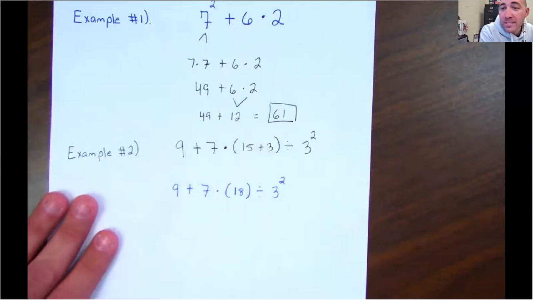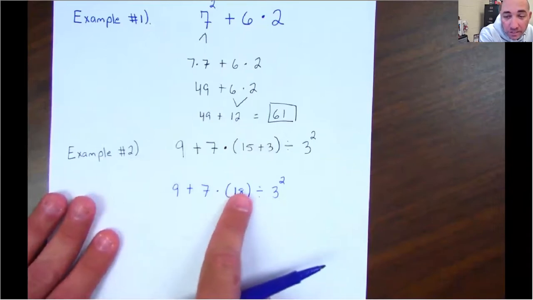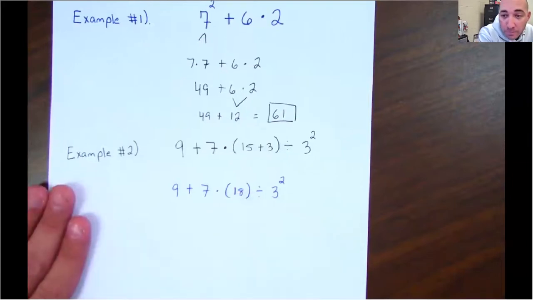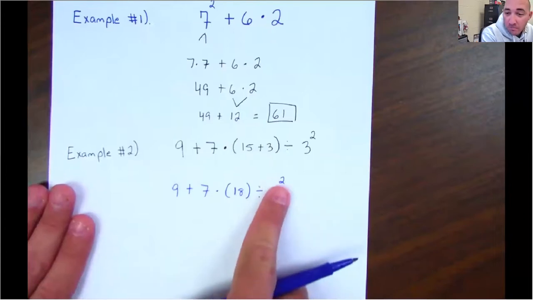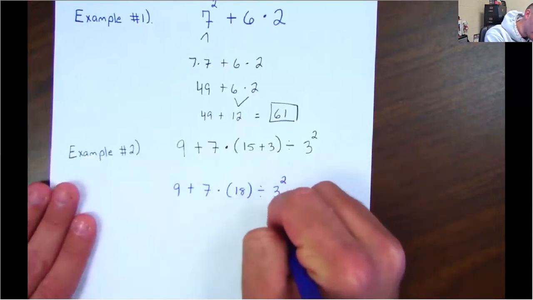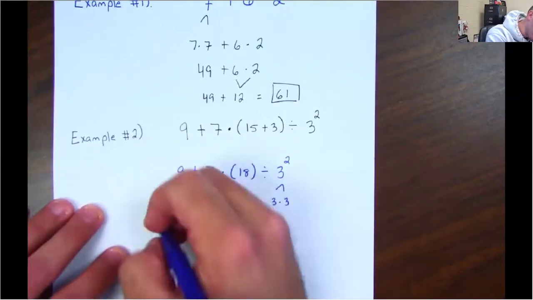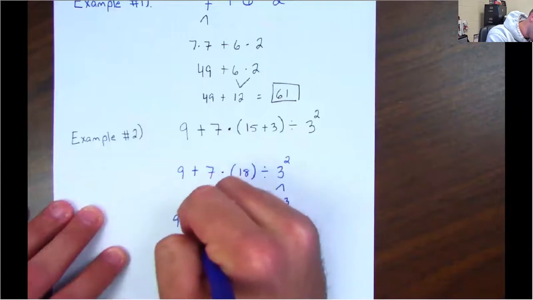Okay. Do we still have parentheses? We do right here, but we've already done the work inside, so we're actually done with parentheses. The next thing is, do we have exponents? I do right here. 3 squared is the same as 3 times 3, so we got to do that work next. Again, bring everything else down.